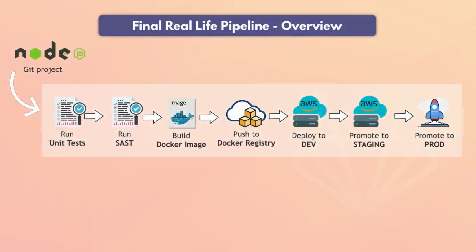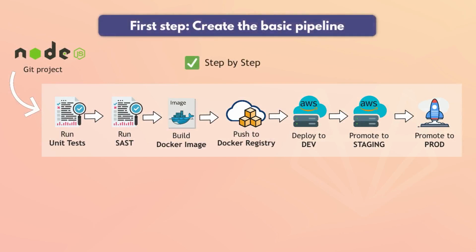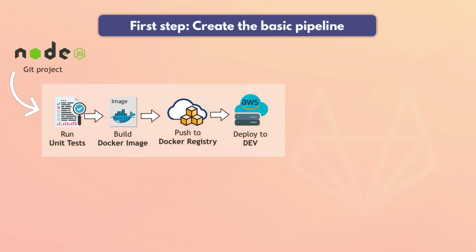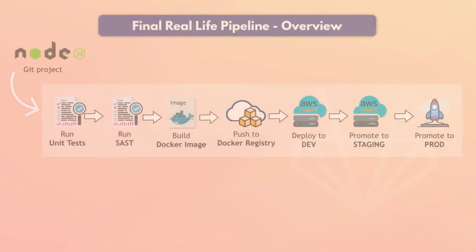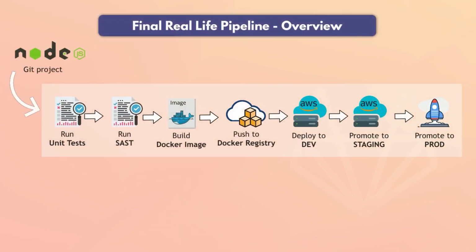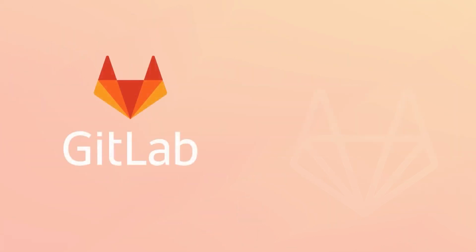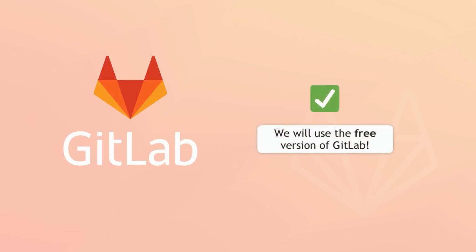But we're going to do that step by step. So in this chapter, we're going to start with the basic version of that pipeline. And this is going to include running unit tests, building and pushing the Docker image, and deploying that image to a development server. So that's going to be our first main structure. And as part of the real-life pipeline, we're also going to see how to increment and set the image version of our application dynamically in the pipeline instead of hard coding it in the code. And note that for the whole demo, we're going to use the free version of GitLab CI/CD to build this whole thing.